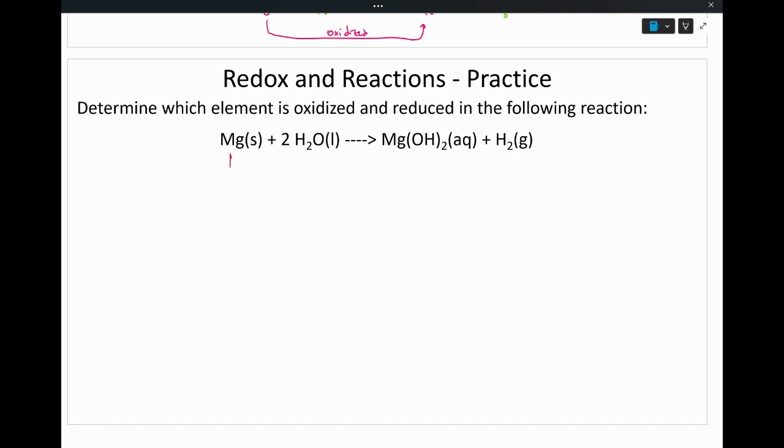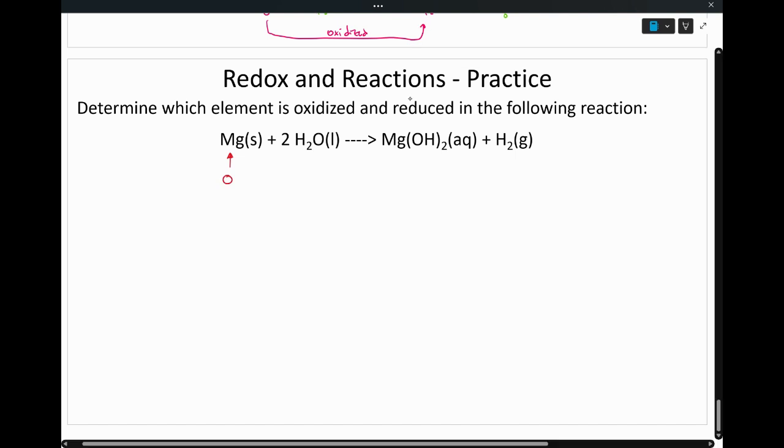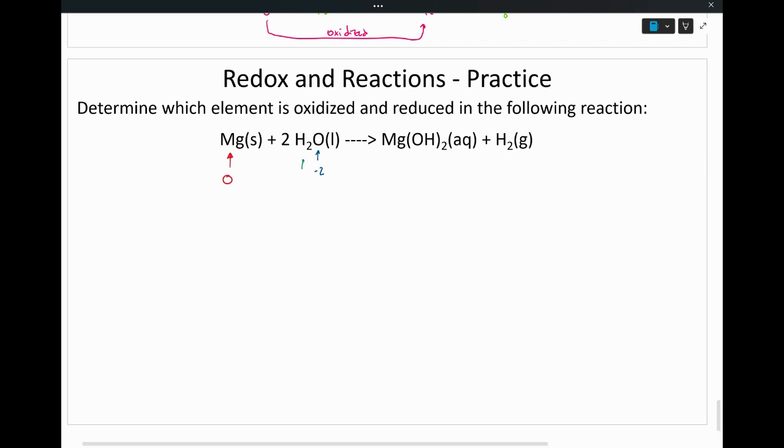And we'll do some more practice in lecture on Tuesday, but we look at magnesium. It's a solid, uncharged. We'll conclude it's in its elemental state. Now we come over to water, and water will have a very predictable set of oxidation states that follows the rules we have talked about before. Oxygen, -2, hydrogen, +1.